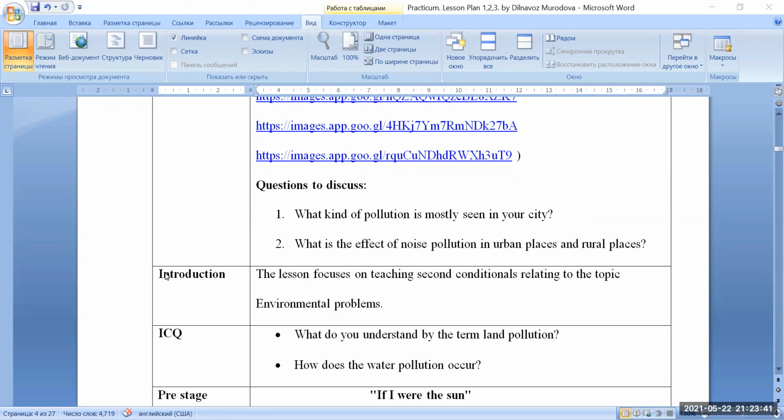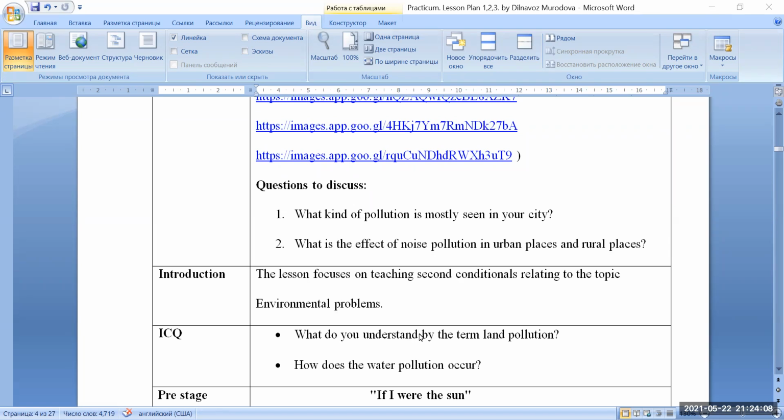Yes, I agree with Adam that the main reason why we have water pollution is that factories usually produce a lot of waste, and they just throw all this waste into rivers or any water which is located near the factories.